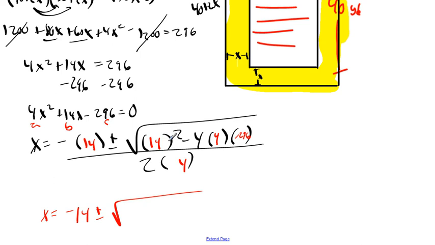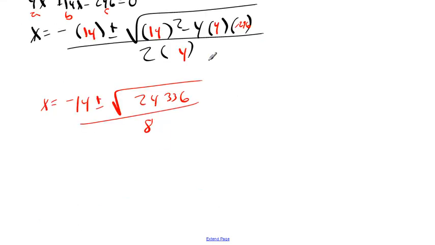All right, so I'm just going to straight just do this whole thing into my calculator right here. I'm going to put 14 squared minus 4 times a negative 296. And you might want to try that to see if you can get this number. And I got 24,336. Just doing straight calculator right there. And that's all over 8. So see if you get that, okay?